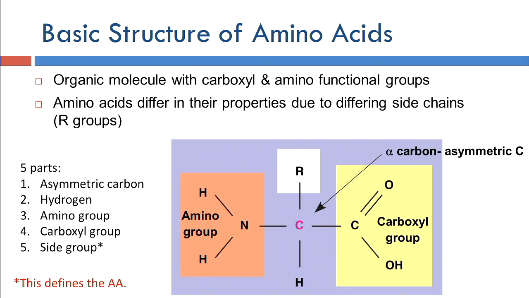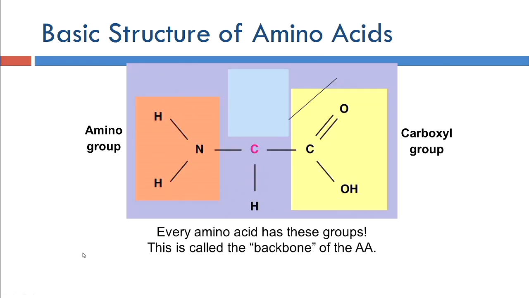Okay, just like I said, how do we define an element? How many protons it has says it's carbon or hydrogen or nitrogen. The R group is what calls this glycine or lysine or proline. Okay, that's how we're going to name this amino acid, because you all have these sections. What makes you different? This one group. Okay, so these are your 5 parts. The carbon, the hydrogen, the amino group, carboxyl group, and then this side group that defines the amino acid.